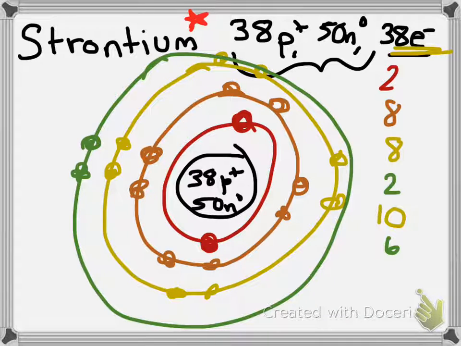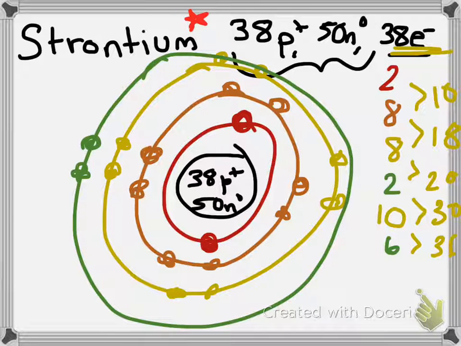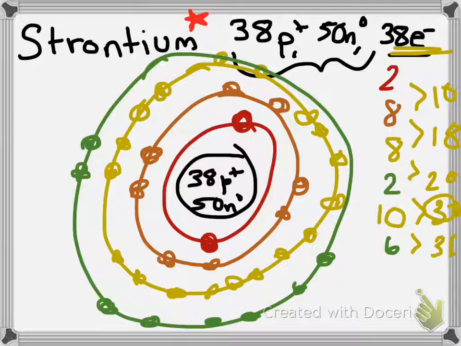So at this point we have 2 plus 8, so that's the first shell and the second shell, a total of 10, plus another 8, so that's 18, plus another 2, so that's 20, plus 10, so that's 30, plus 6, so that'll be 36. So I need to add 10 more: 1, 2, 3, 4, 5, 6, 7, 8, 9, 10. So now I have a total of 30. Now I will add 6 to the fourth shell: 1, 2, 3, 4, 5, 6. So we're at 36.